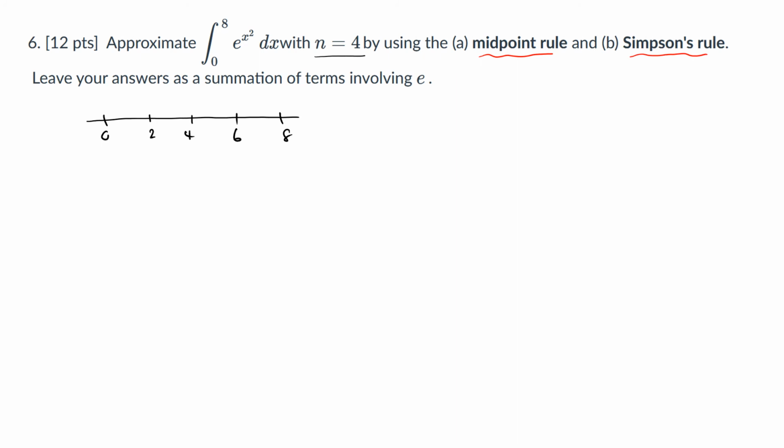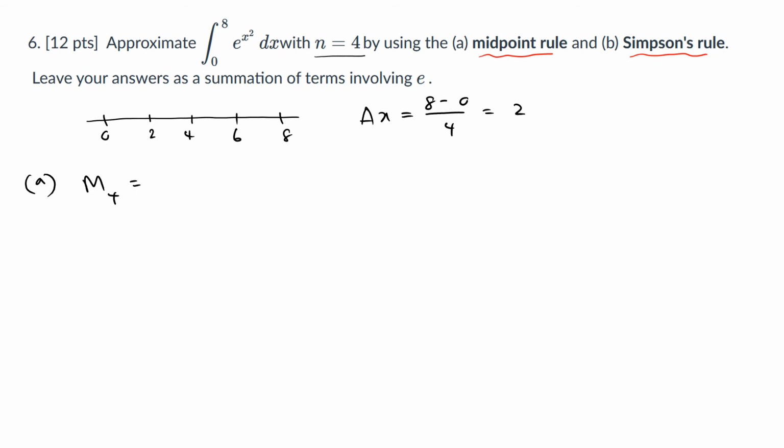So we cut into 4 parts. Delta x is simply 8 minus 0 over 4, so that means 2. The jumps are 2s. Okay. So if you go with the first one, which is the midpoint rule, we're going to have 4 cuts.